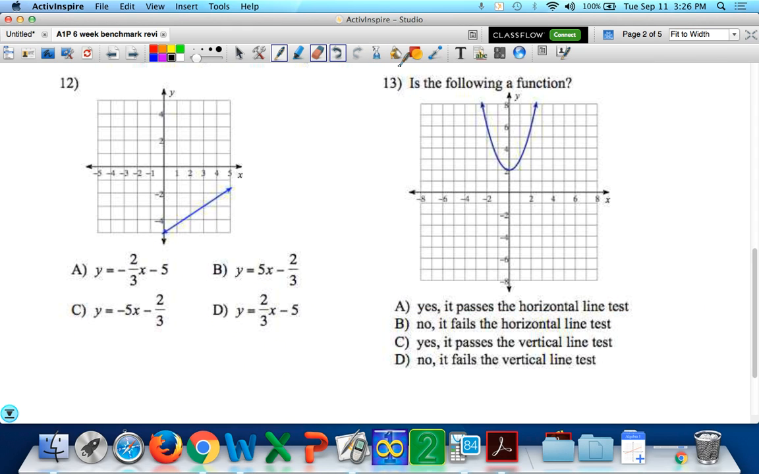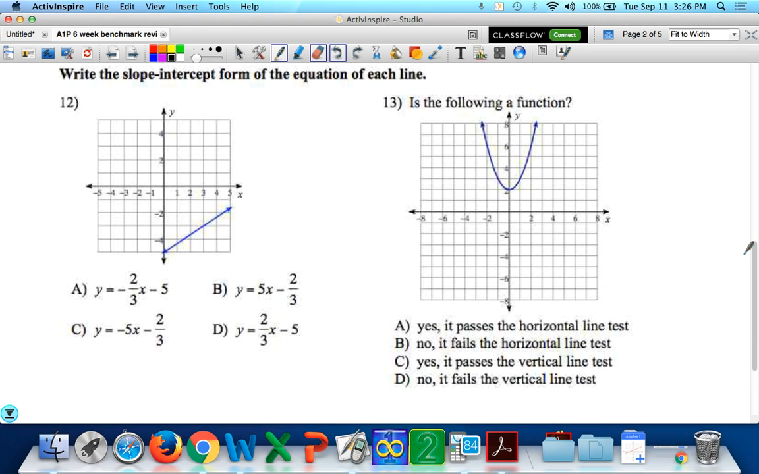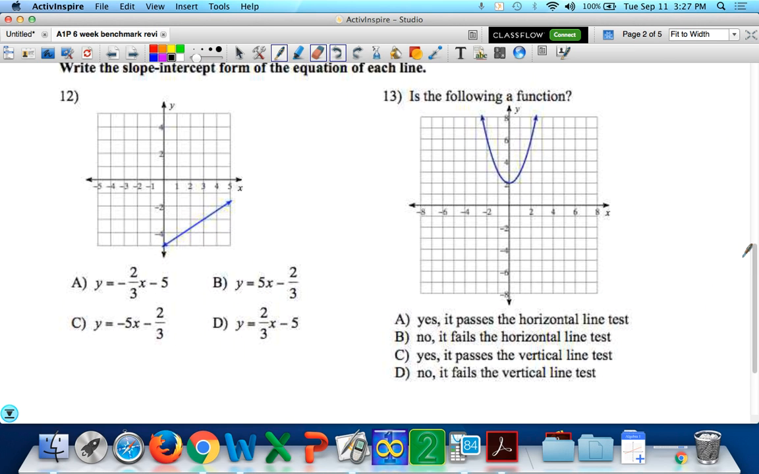Number 20. Sorry, I had the answers from last block already up there. Number 20, or number 12. Golly, I'm confusing 12 and 20 today. Tough day.